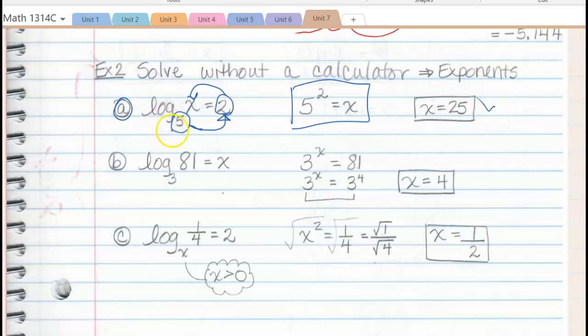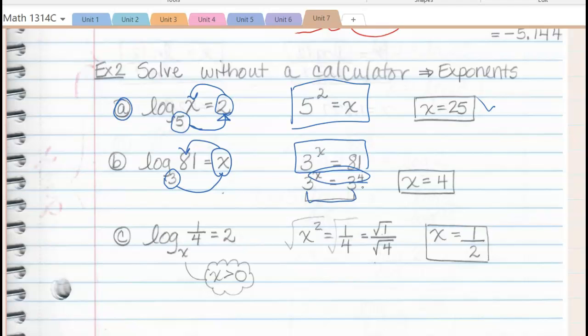If our exponent is x, so notice we have 3 is our base, our exponent is x, and that's equal to 81. We can see that problem right here. Well, if I can get them to be the same base, remember 81 is 3 to the 4th, and if I have the same base, then the exponents have to be the same. So we get x must equal 4.